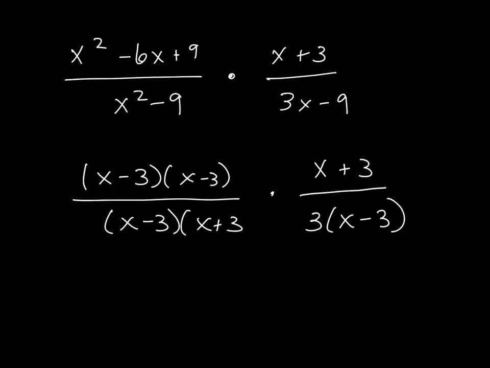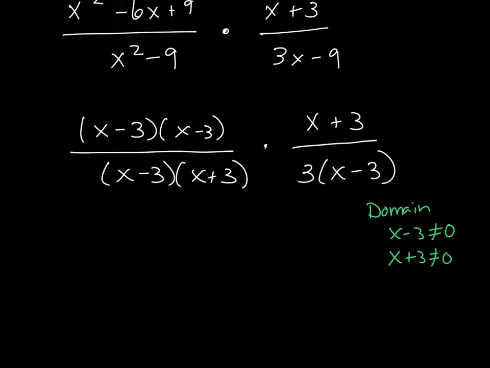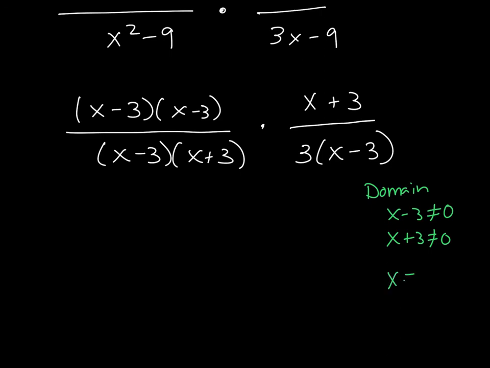Now I can go ahead and reduce this. But again, remember, before I can reduce this, I have to look at the domain. So the domain tells me that x minus 3 cannot equal 0. Same thing with x plus 3. They cannot equal 0. So the domain, x is allowed to be everything except x cannot equal 3 or negative 3. I can now go ahead and reduce.